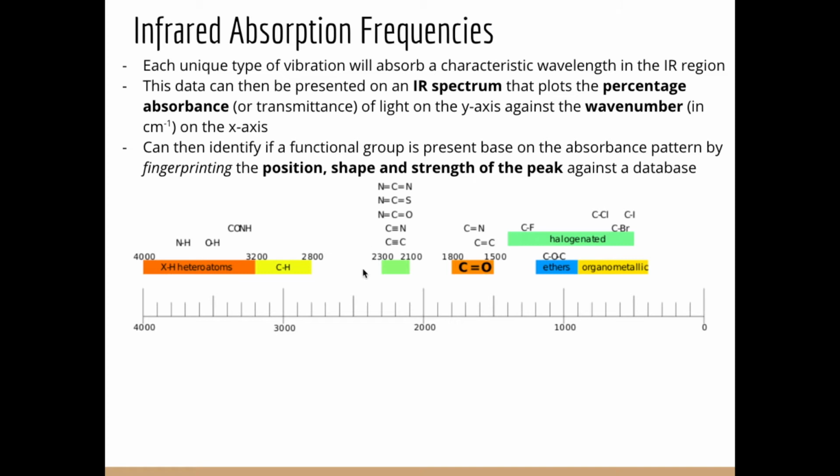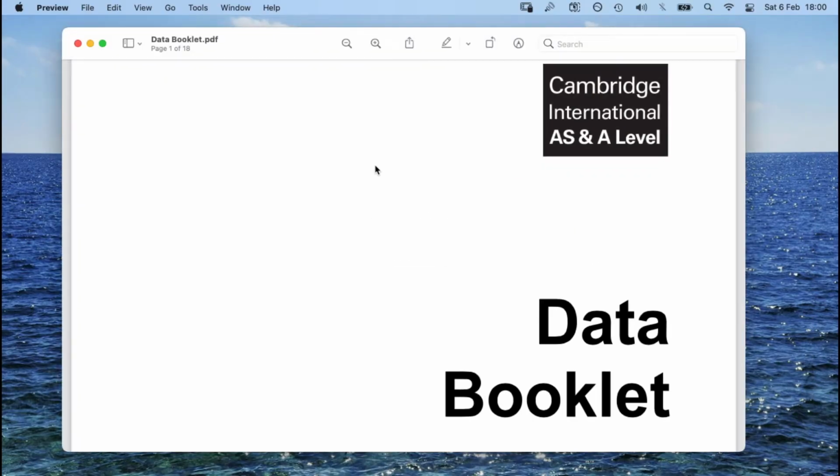So depending on where we get the peak, but not only where we get the peak, how big the peak is, what the shape of that peak is, and the position of that peak, that will tell us what kind of functional group we would have present in the molecule. Now you don't have to memorize these numbers by any means. You will get these given to you.